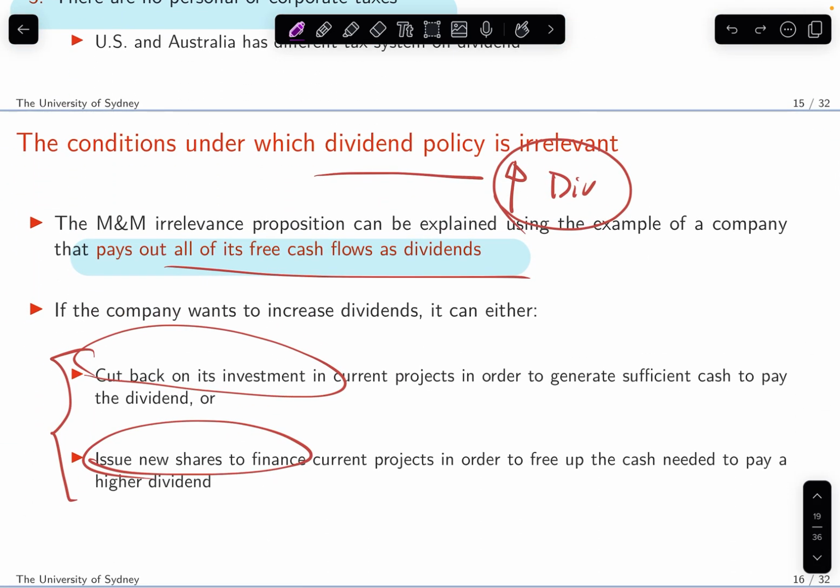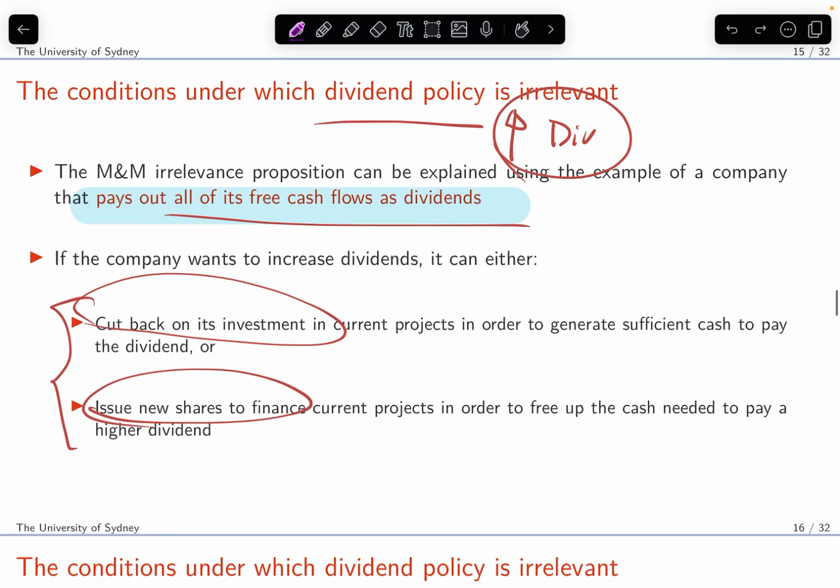So what's the idea here? The idea is that if a company wants to increase dividends, there are only two methods. They can either cut back on investment in current projects, or they can issue new shares to finance current projects. So a company is currently already paying dividends. If I want to up this dividend, there are only two methods. I could either cut back on investments, or I could issue new shares. By issuing new shares, I am selling off pieces of the company to new investors. These are the only two ways you can increase dividends.